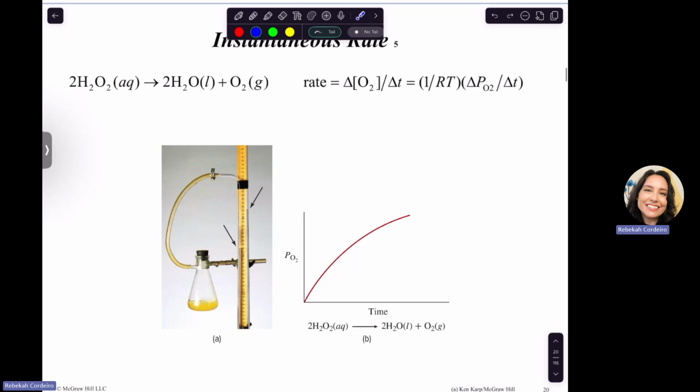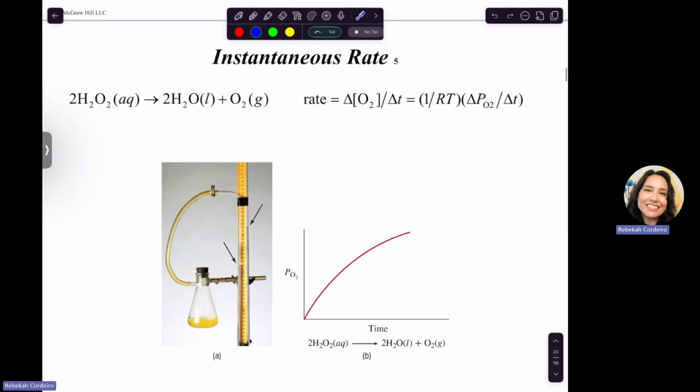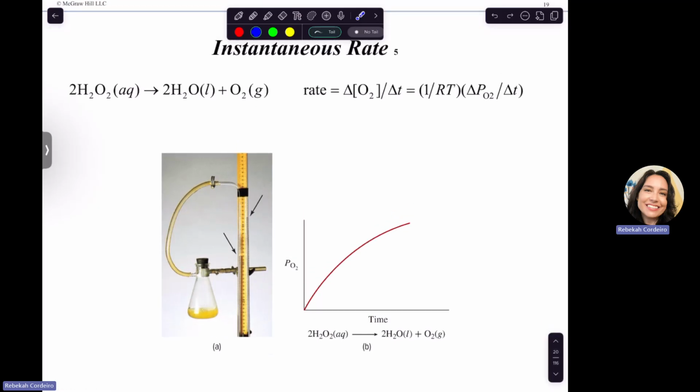Again, if we're talking about gases, we can get into concentrations, and we can talk about RT and change in pressure over change in time, because molarity is moles over liters, so we can put those in terms of partial pressures as well. I'm not going to get too much into that. If we need it for an exam or something, I'll make sure to cover it in class. But if you see a homework question about it, we can definitely talk about it more in class.